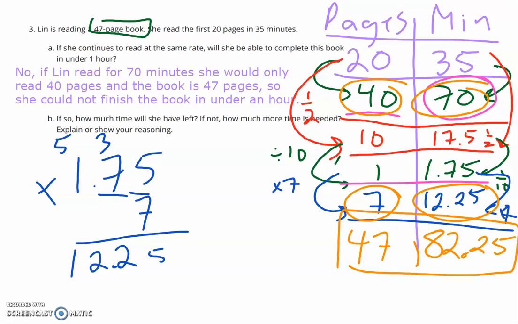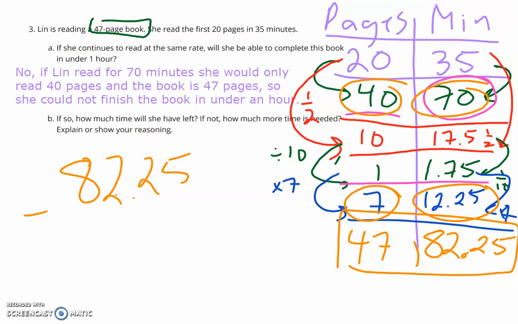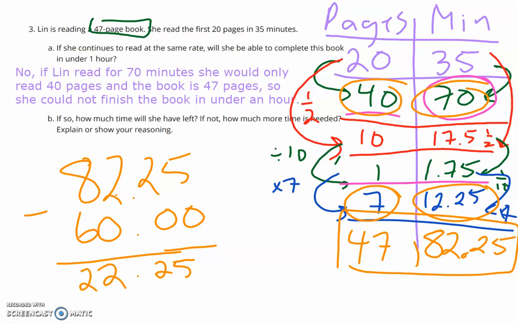to read 47 pages. However, the question does not say how long would it take to read 47 pages. The question says how much more time is needed. More meaning more than an hour. So 82.25 is how much more than 60. We have to take away 60. And we get 22.25 minutes. That's how much more time Lynn needs to finish the book.